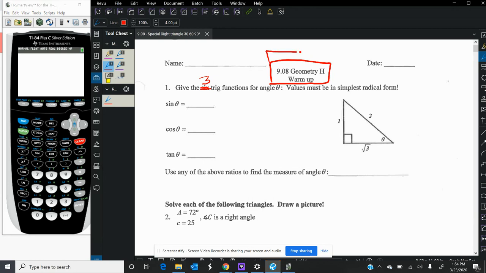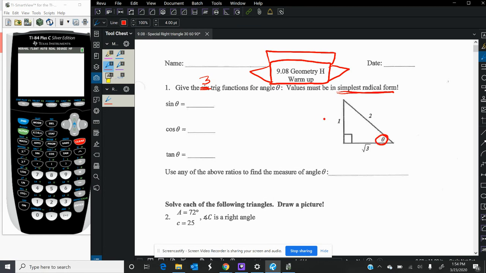So, we're going to have notes 9.08 that we're looking at today, and we are going to start here with the warm up. There's some skills we want to review before we jump into today's lesson. So, here we're going to review the three trig functions for angle theta. Values must be in simplest radical form. So, simplifying radicals we're going to focus on.